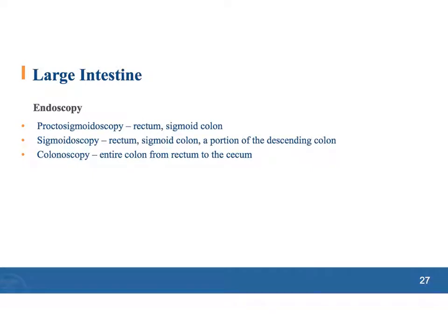When coding for endoscopies of the large intestines, it is very important to know the extent of the large intestine examined. The endoscopy begins at the rectum. For a proctosigmoidoscopy, the examination goes into the sigmoid colon. For a sigmoidoscopy, the examination goes through the sigmoid colon and possibly into a portion of the descending colon. For a colonoscopy, the entire colon is examined.